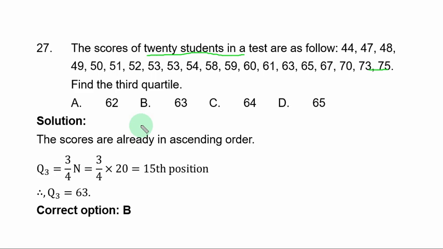From here the scores are 20. The third quartile becomes 3/4 times 20. That is the 15th position. So in the data you count in ascending order. The one that falls in the 15th position is 63. So the third quartile score is 63, and option B is correct.